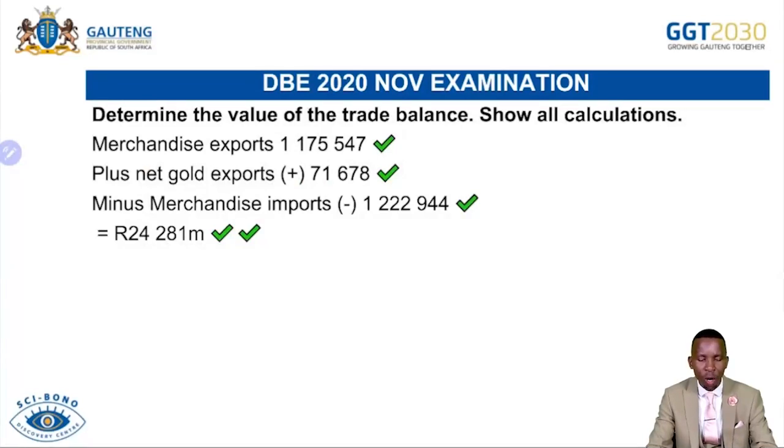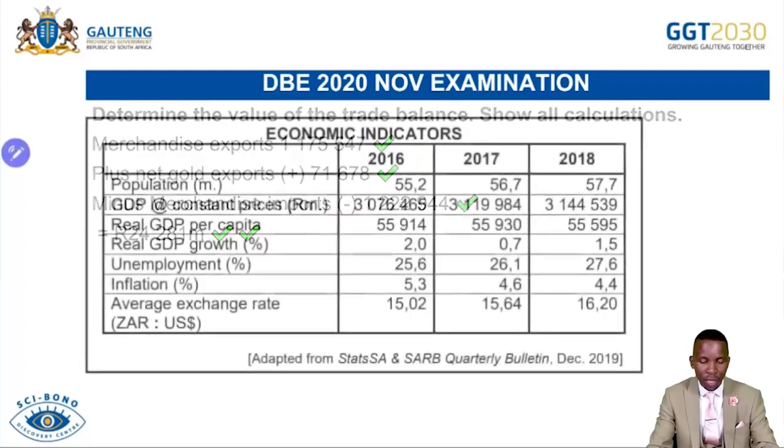Determine the value of the trade balance. Show all calculations. Merchandise exports plus net gold exports. Remember, both of these are positive. We add them, minus merchandise imports. So we subtract imports because remember, they are here to drain cash. As they flow in, money will be going out of the economy. Therefore, we come across 24 million and then 281. So, let's continue with the next data response.